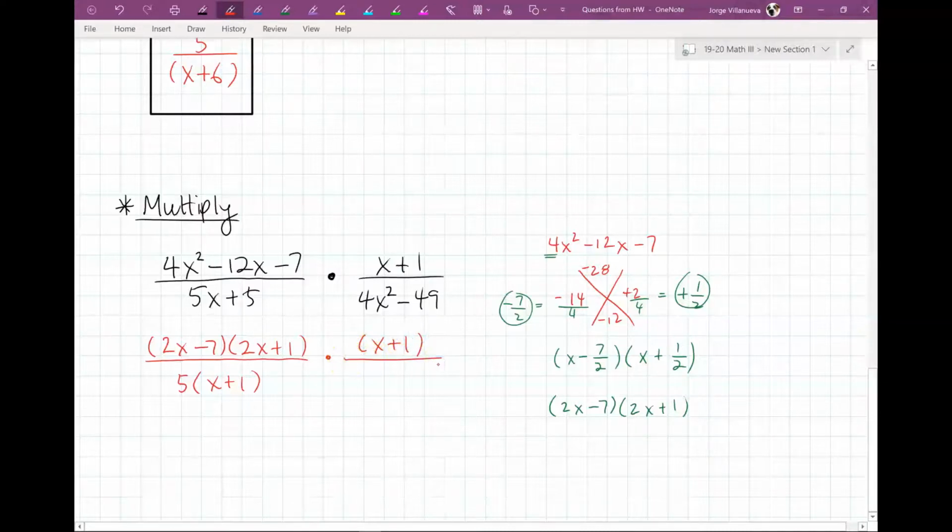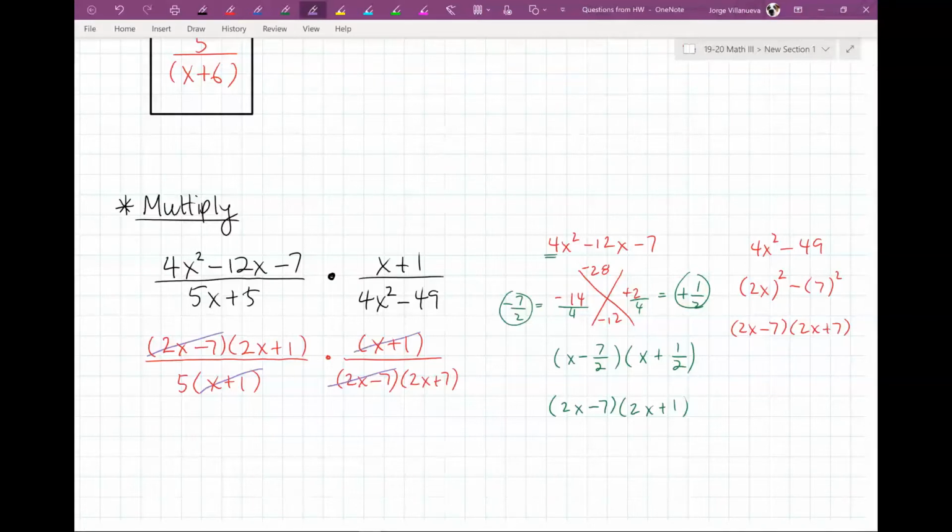And then we got to factor the 4x squared minus 49. So let's do that. 4x squared minus 49 is a difference of two squares. That's 2x squared minus 7 squared. So that's 2x minus 7, 2x plus 7. So 2x minus 7, 2x plus 7. Okay, so let's cancel out what we can cancel out. The x plus 1s are gone. 2x minus 7s are gone. Other than that, they don't have anything in common.